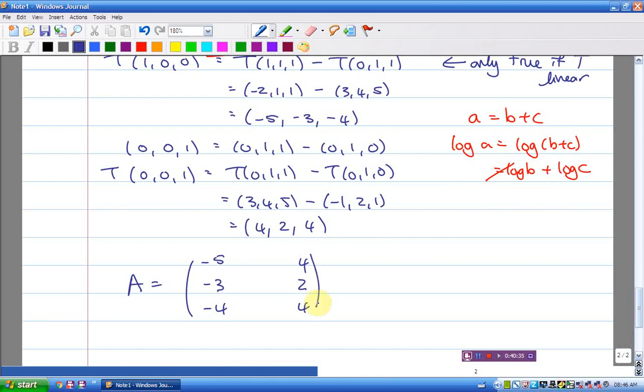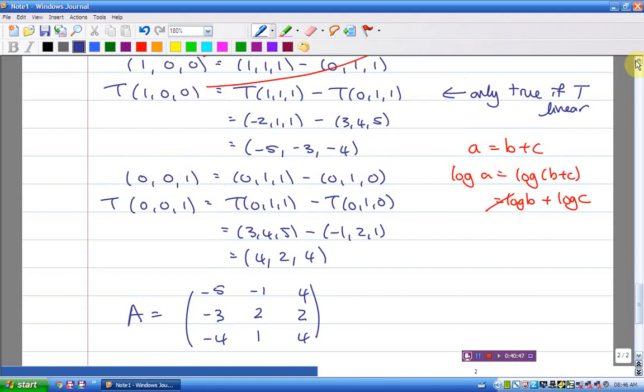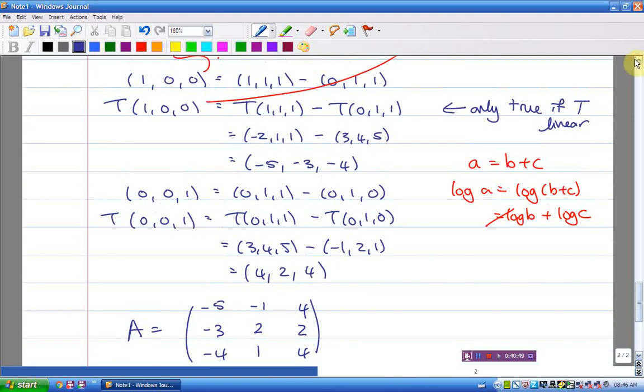And what's the one I'm missing? So I've scrolled past it. (Minus 1, 2, 1). Okay, that one in the middle was given to me. The other two I needed to work out. Okay. Let me pause there.